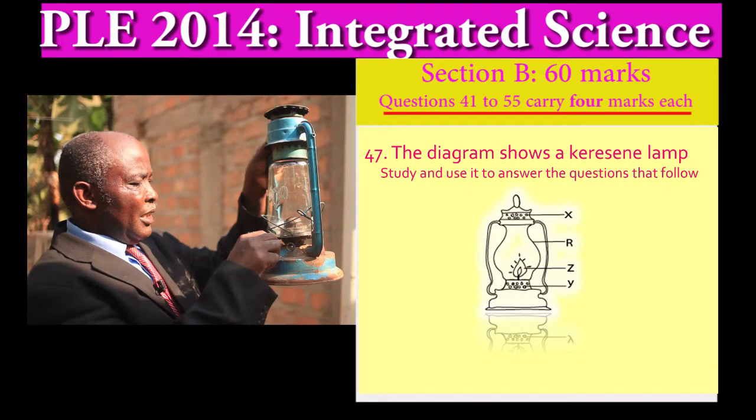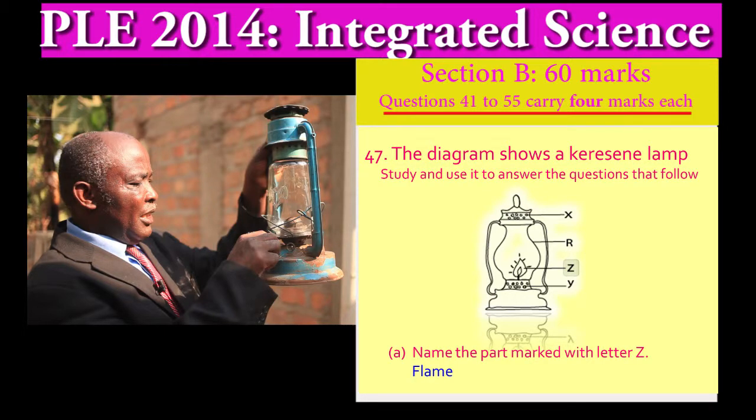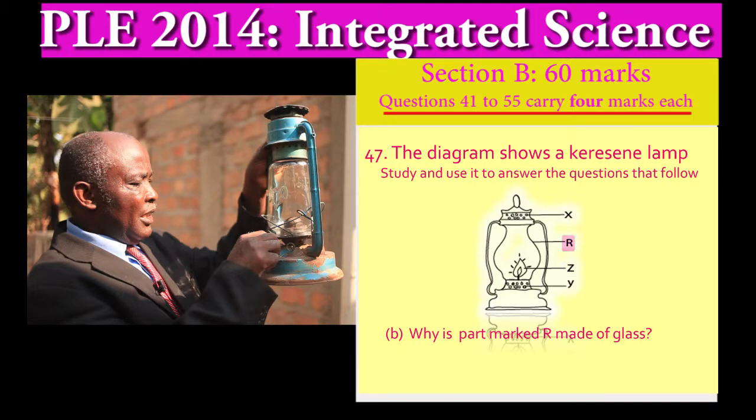Number 47. The diagram below shows a kerosene lamp. Study it and use it to answer the questions that follow. Name the part labeled with letter Z. Flame or fire. Why is the part marked R made of glass? To allow light to pass through.